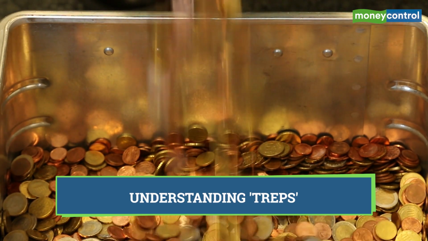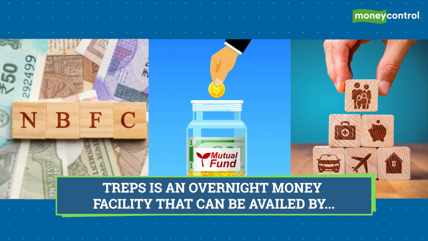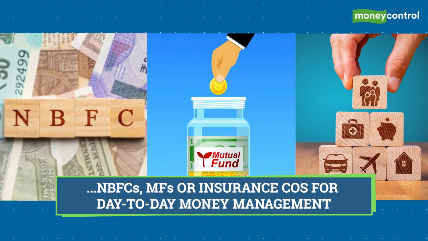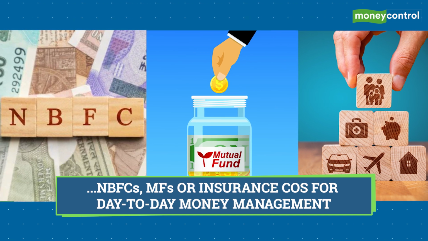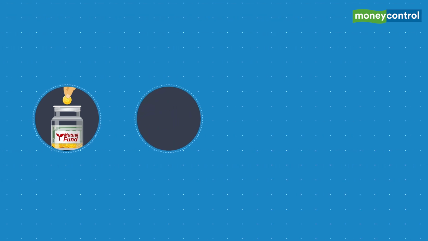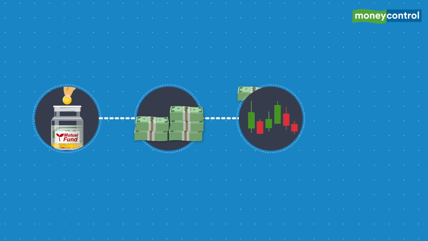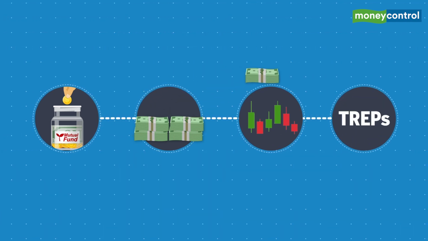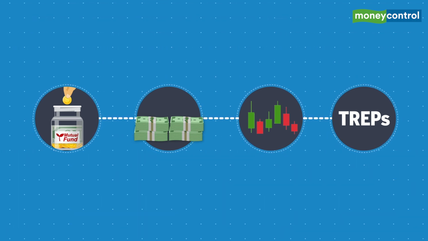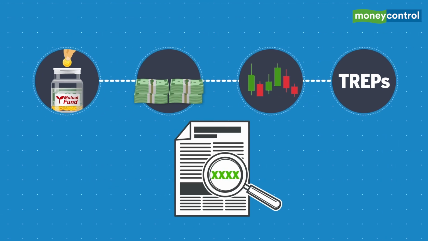Then there is something called TREPS or tri-party repo. This is basically an overnight money facility which can be availed by NBFCs, mutual funds or say insurance companies for day-to-day money management. For instance, a mutual fund scheme may have received heavy inflows on a particular day, but they will only invest that money in stocks gradually. They may choose to lend out this money using TREPS and earn a small interest there. In this case, it will show up as a positive figure in the fact sheet.